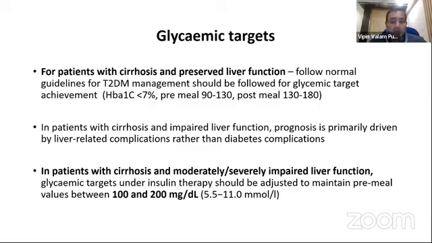As the liver function deteriorates, the prognosis of such patients depends mainly upon the liver-related complications rather than the diabetes complications. So if the patient is having moderately or severely impaired liver function, the target blood sugar should be between 100 to 200 milligram, the pre-meal values. So don't worry if the patient is having a pre-meal value around 180 milligram per deciliter or 160 milligram per deciliter. As long as he's not having any hypoglycemia or any hyperglycemic symptoms, it should be fine. So this is regarding the glycemic target when the patient is having severely impaired liver function.